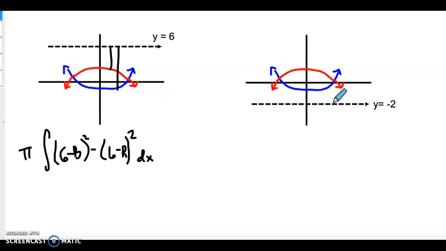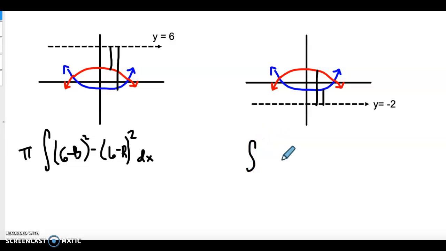Now here, the line is underneath. So again, we're going to cut it this way. Which curve is farther from my line this time? The red curve. Very good. So now, instead of going 6 minus red, 6 minus blue, how would we adjust our equation? This is a tough one.